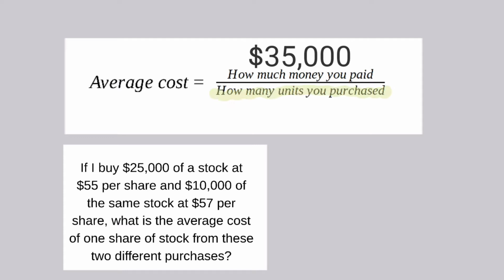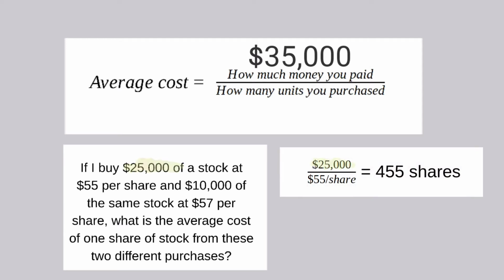Now, to find out how many total units you purchased, you need to find out how many units you purchased at $55 per share and how many units you purchased at $57 per share, and then add them together, and you'll have the total number of shares purchased. Let's figure out how many shares were purchased for $55 per share. If $25,000 was used to purchase stock at $55 per share, I can take $25,000 and divide it by 55 to get the number of shares purchased for $55 per share.